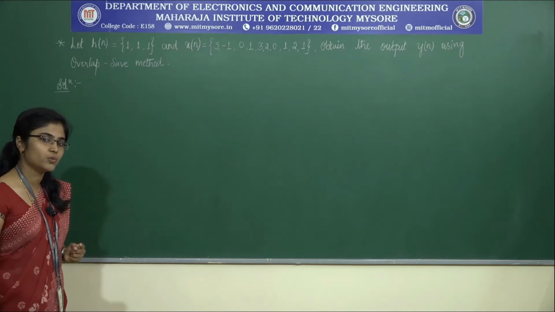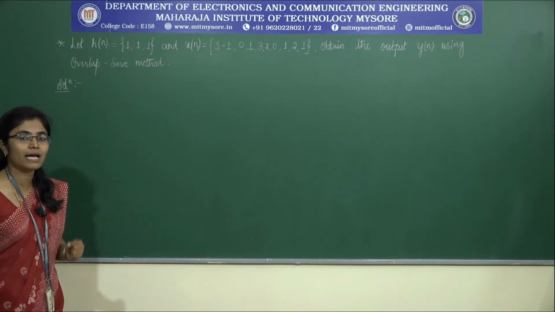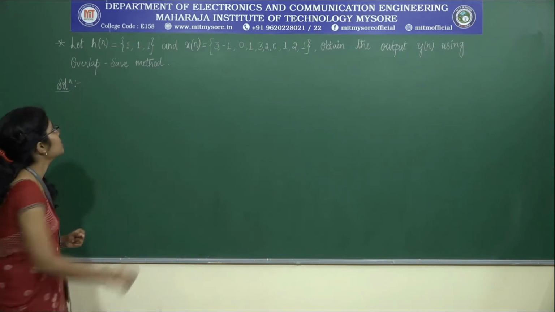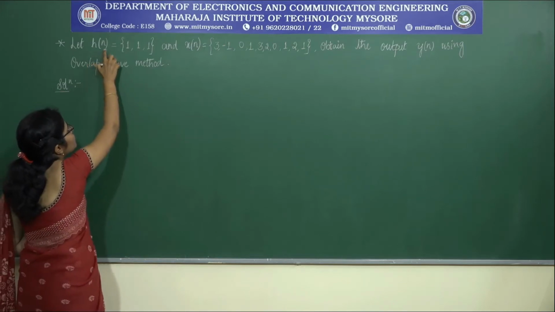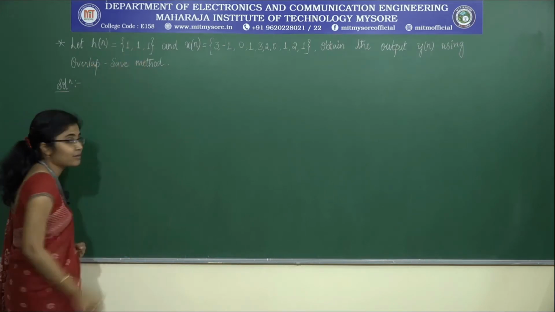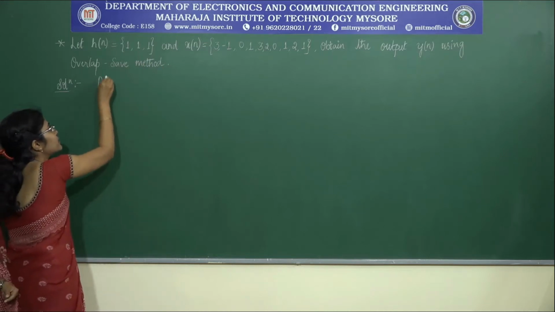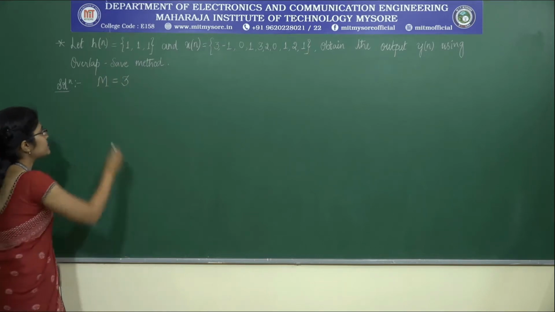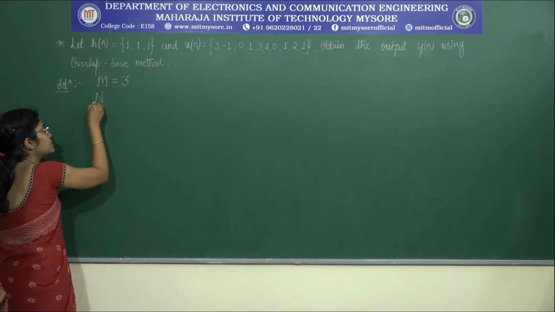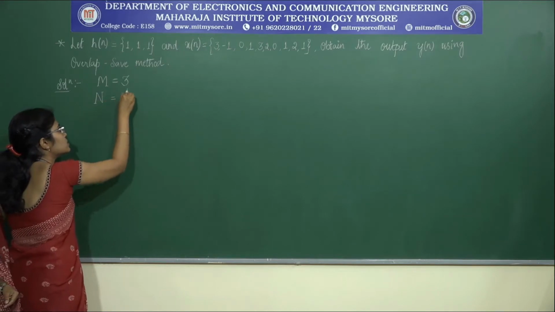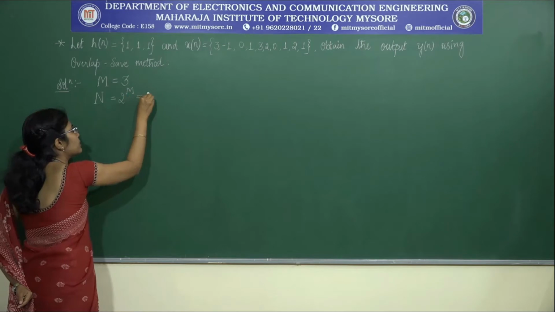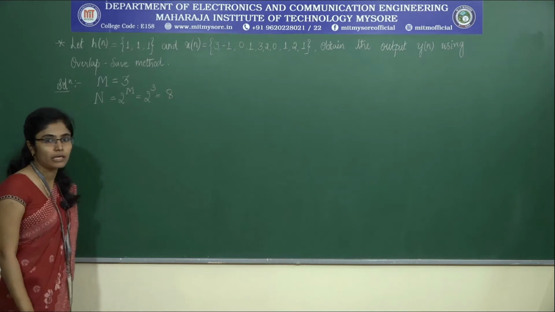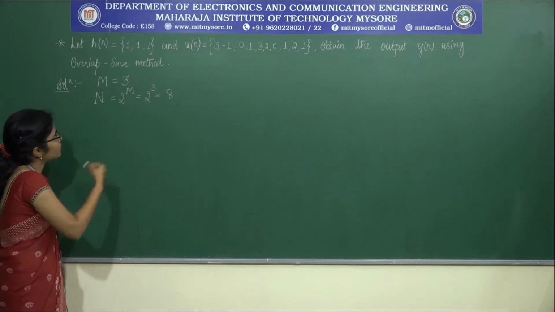So what is the first step which we did? The first step is to note down the value of capital M, where M is nothing but the length of h of n. This is h of n and the length of h of n is 3, that is 1, 2, 3. We have 3 samples. So M is equal to 3. The first step is done. In the second step I need to find N. The formula we can use is 2 power M. If I substitute this, it is 2 power 3, which is equal to 8. So we found M and N.